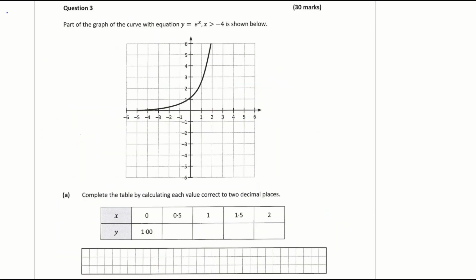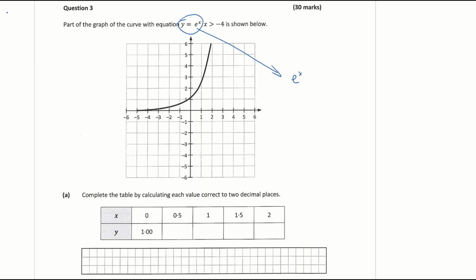Question 3, part of the graph of the curve with the equation y is equal to e to the x is shown. Part A, complete the table by calculating each value corrected to 2 decimal places. This is basically just calculator work. What we basically have to do now is take our equation here, so take the e to the power of x, and we have our values for x in the table. So we basically just need to input these into the equation.